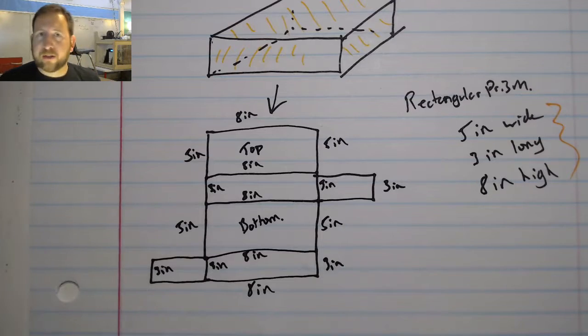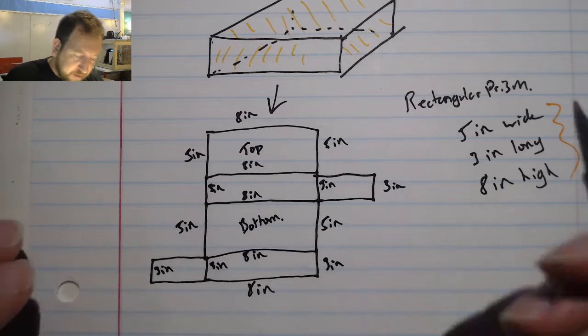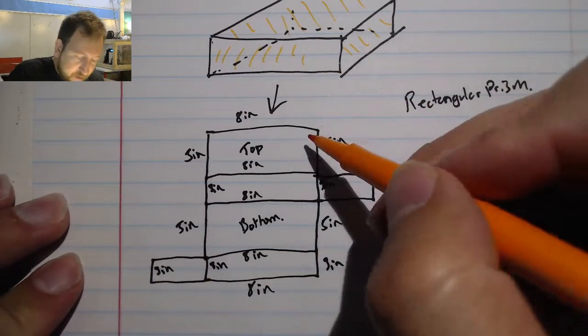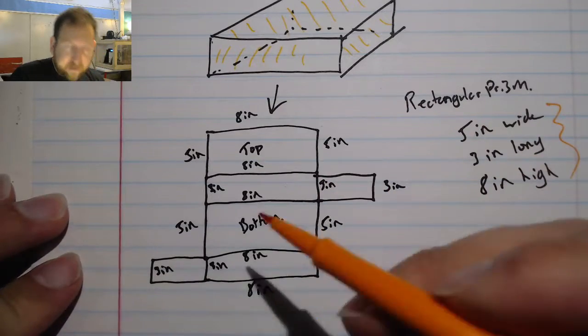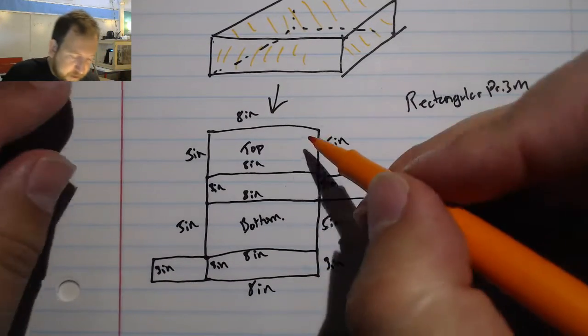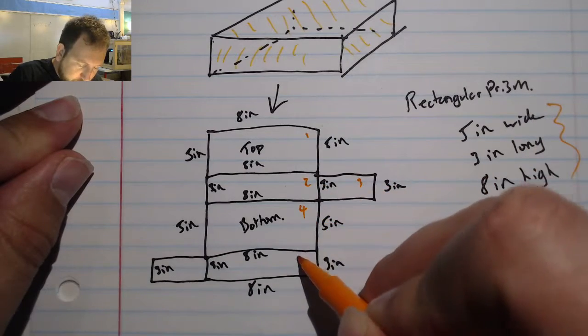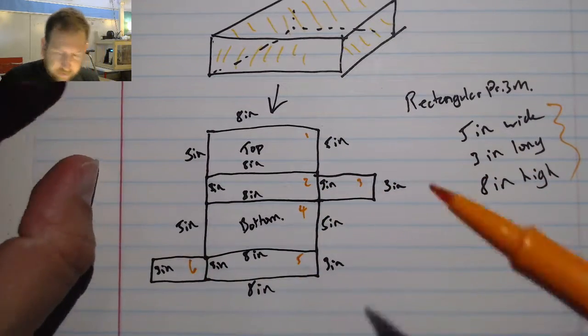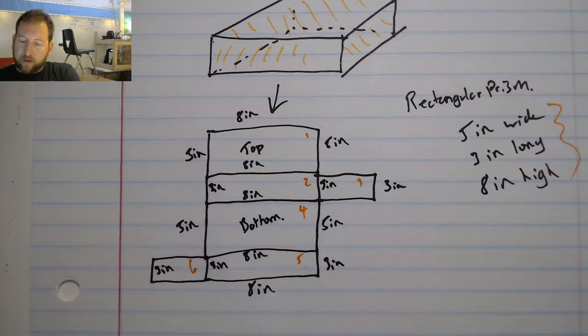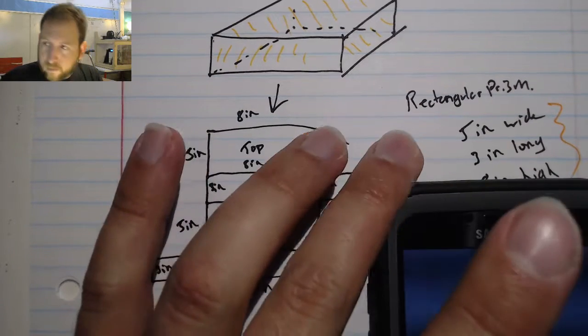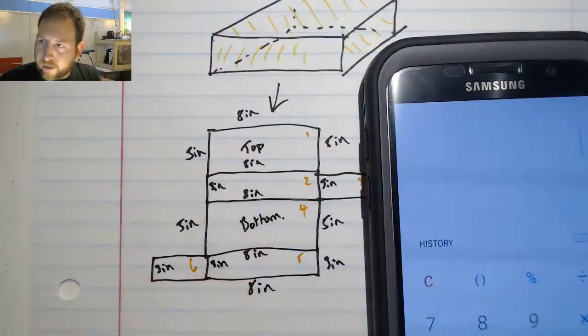And in order to find the surface area, what I'm really doing is I'm finding the area of 1, 2, 3, 4, 5, 6 different rectangles, and I'm going to add them up together. So let me grab my calculator because we're going to do some math.